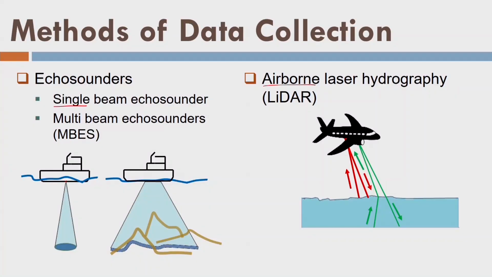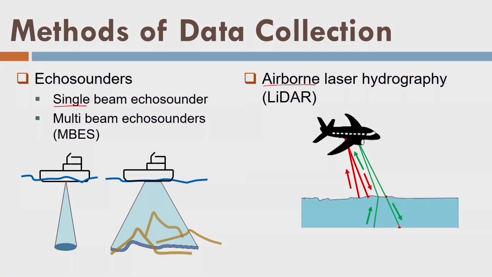What if I use an airborne facility? That means there is a LIDAR sensor that is throwing pulses towards the water surface, and there are two types of pulses. One is the red pulse, which interacts with the surface of the water and is reflected back. On the other hand, there is another type of pulse, the green pulse, which penetrates the water, interacts with the riverbed here, is reflected, and goes back to the sensor.